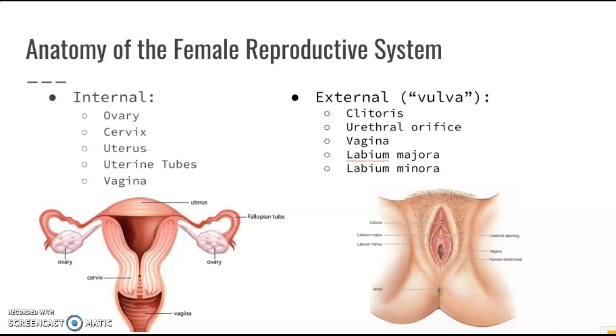The vagina allows for sexual intercourse, menstrual blood flow, and childbirth. The uterine tubes is where fertilization takes place, and the uterus is where the fetus develops. The vulva consists of the clitoris, the urethral orifice, the vagina, the labia majora, and the labia minora.